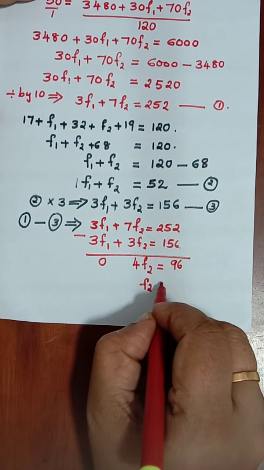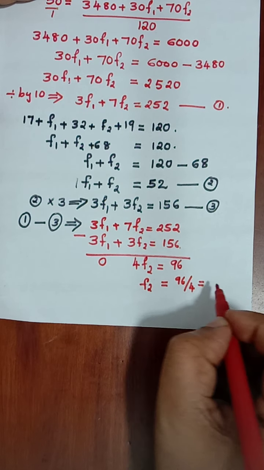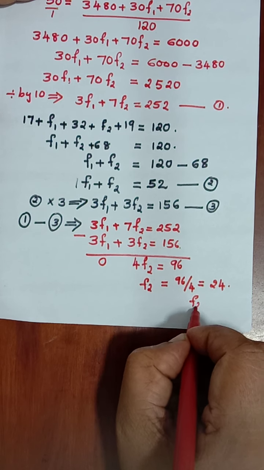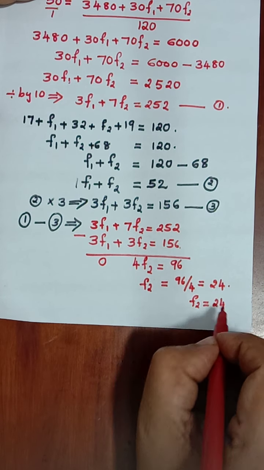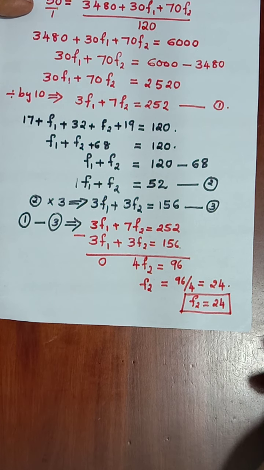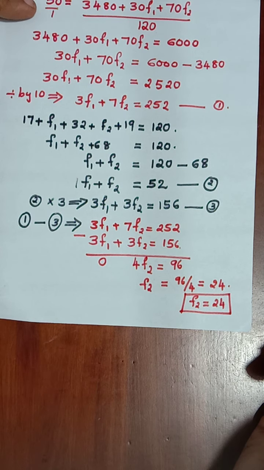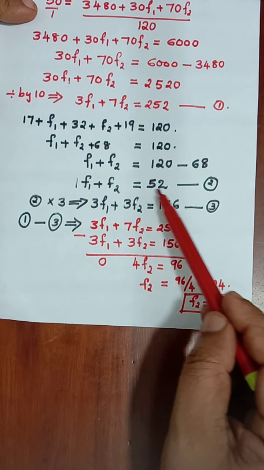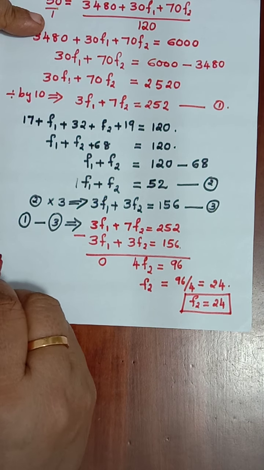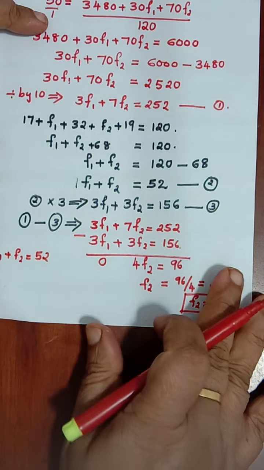Therefore, F2 is equal to 96 by 4, that's equal to 24. See, we got the value F2 is equal to 24. An important answer. How do we get F1 now? In the simplest equation, we are going to substitute F1. You can see here, it is F1 plus F2 equal to 52.